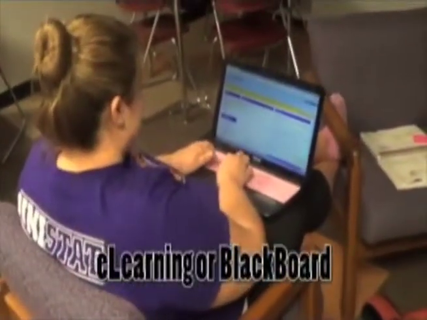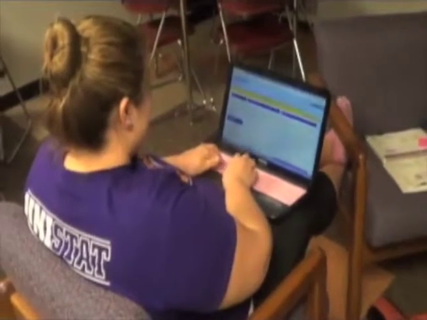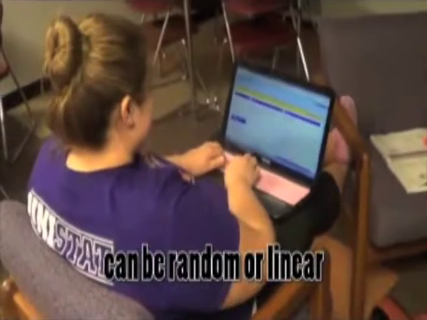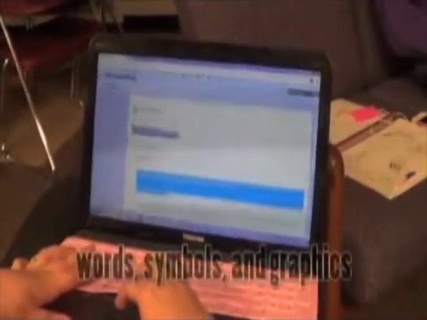Some characteristics of computer-based technologies are that they can be random and non-sequential as well as linear. Ideas are usually presented in an abstract fashion with words, symbols, and graphics. And learning can be student-centered and incorporate high learner interactivity.